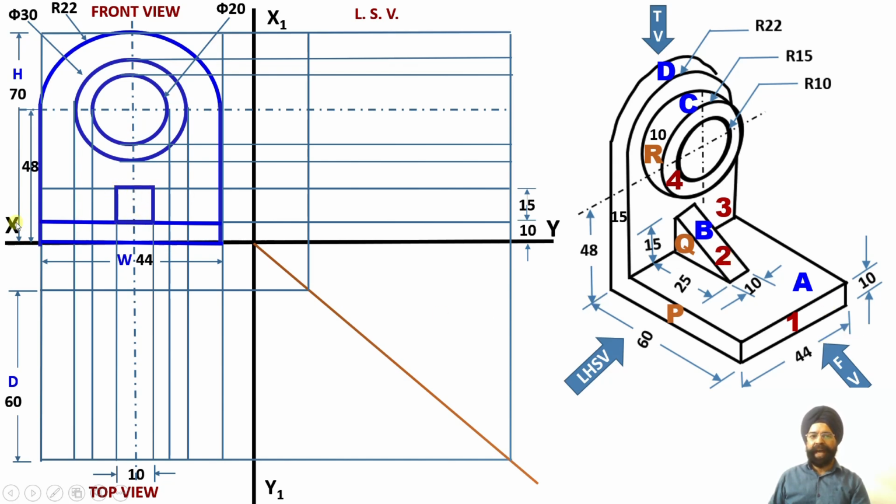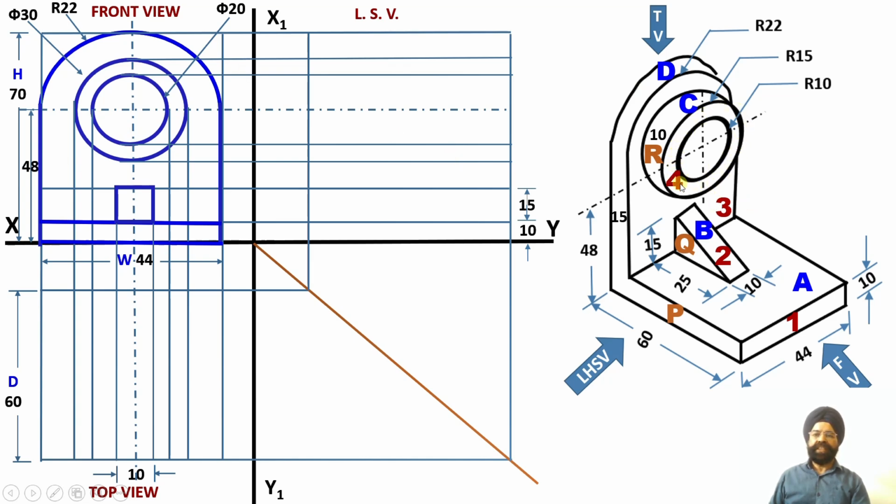So surface number 1 is this rectangle, true shape. Surface number 2 is this rectangle, apparent shape. Surface number 3 is again parallel to the vertical plane, so on the vertical plane in the front view, true shape has been obtained for surface number 3. And then surface number 4 is the projected circular web having a thickness of 5 millimeter.